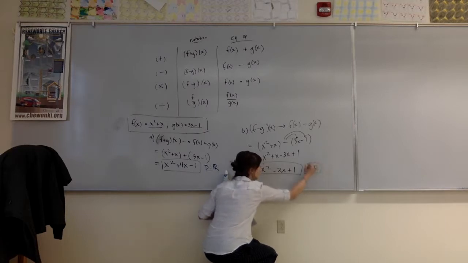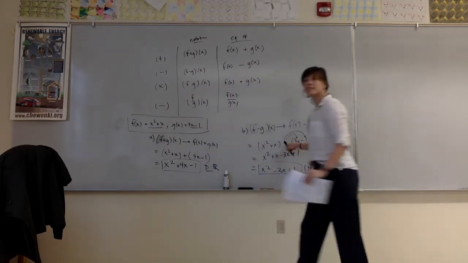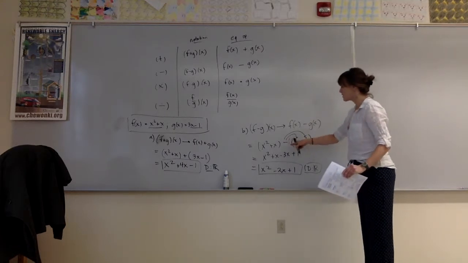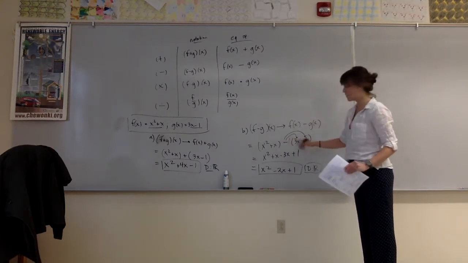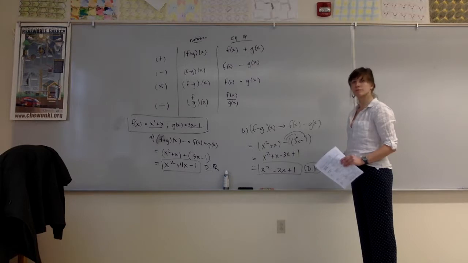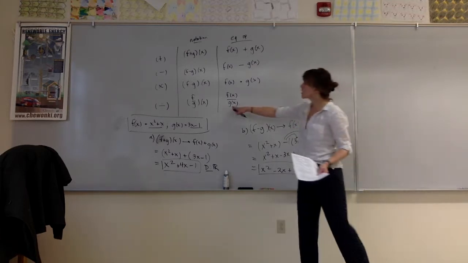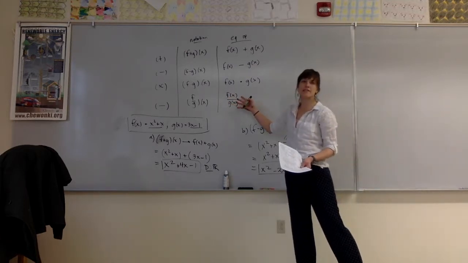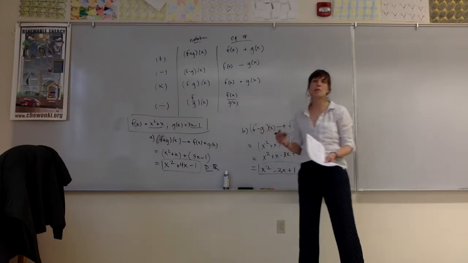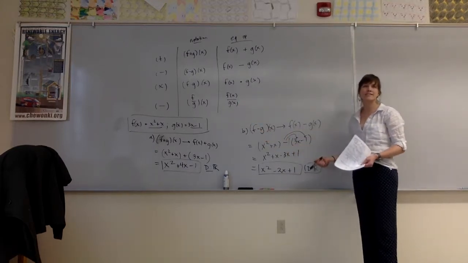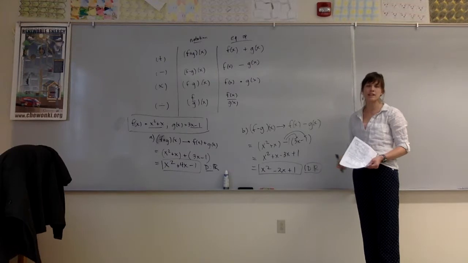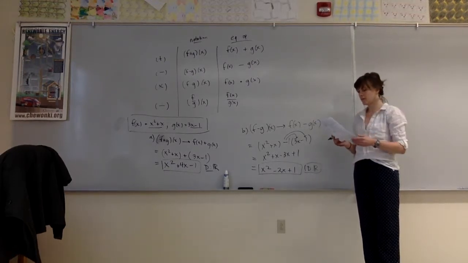Wait, why is it plus 1? Because when I distribute this negative sign, it's the same as multiplying this bracket by negative 1. How do we know that the domain is all real numbers? Because it's not in a quotient, or it doesn't have a denominator. So I'm going to be able to get a defined answer for any x that I choose to plug in. Okay. Gotcha.